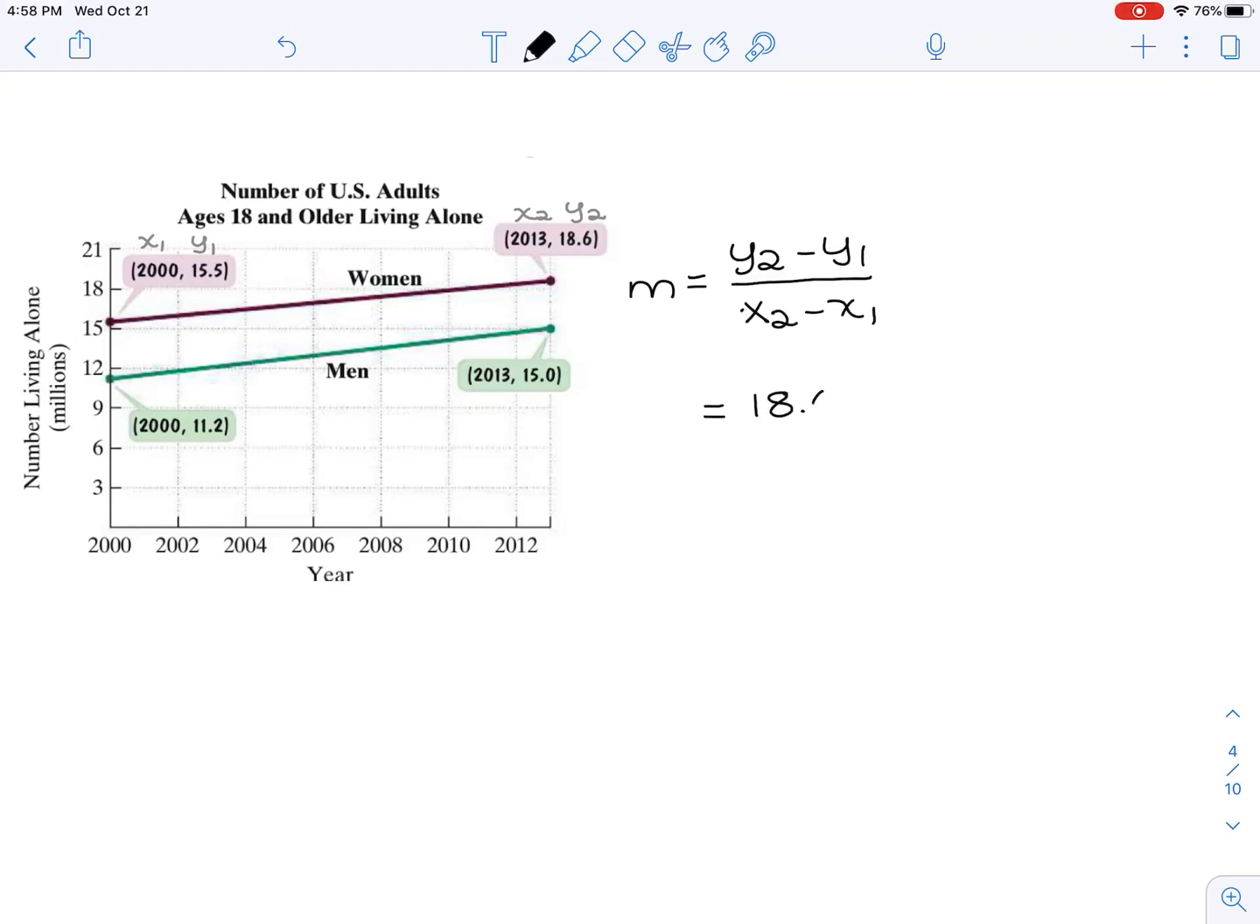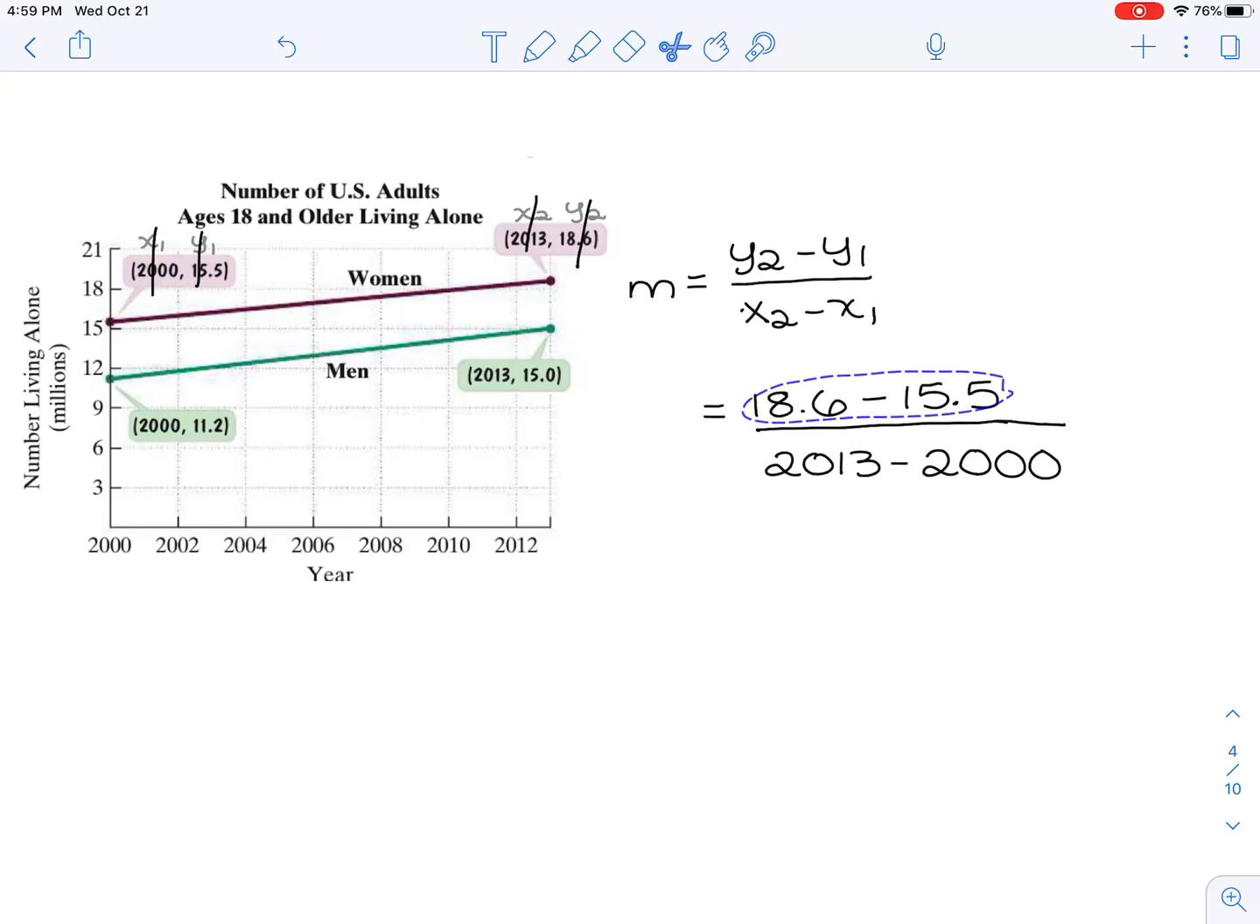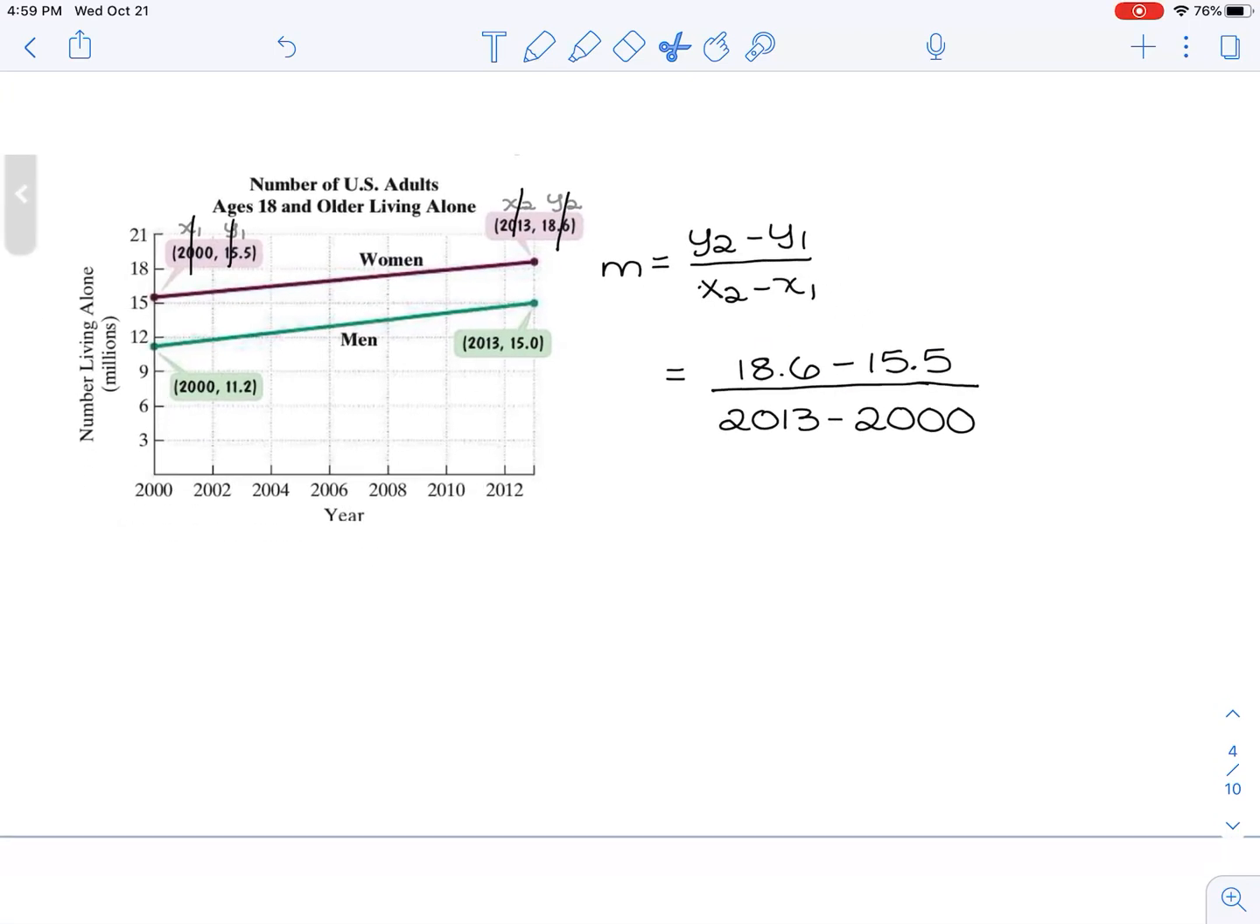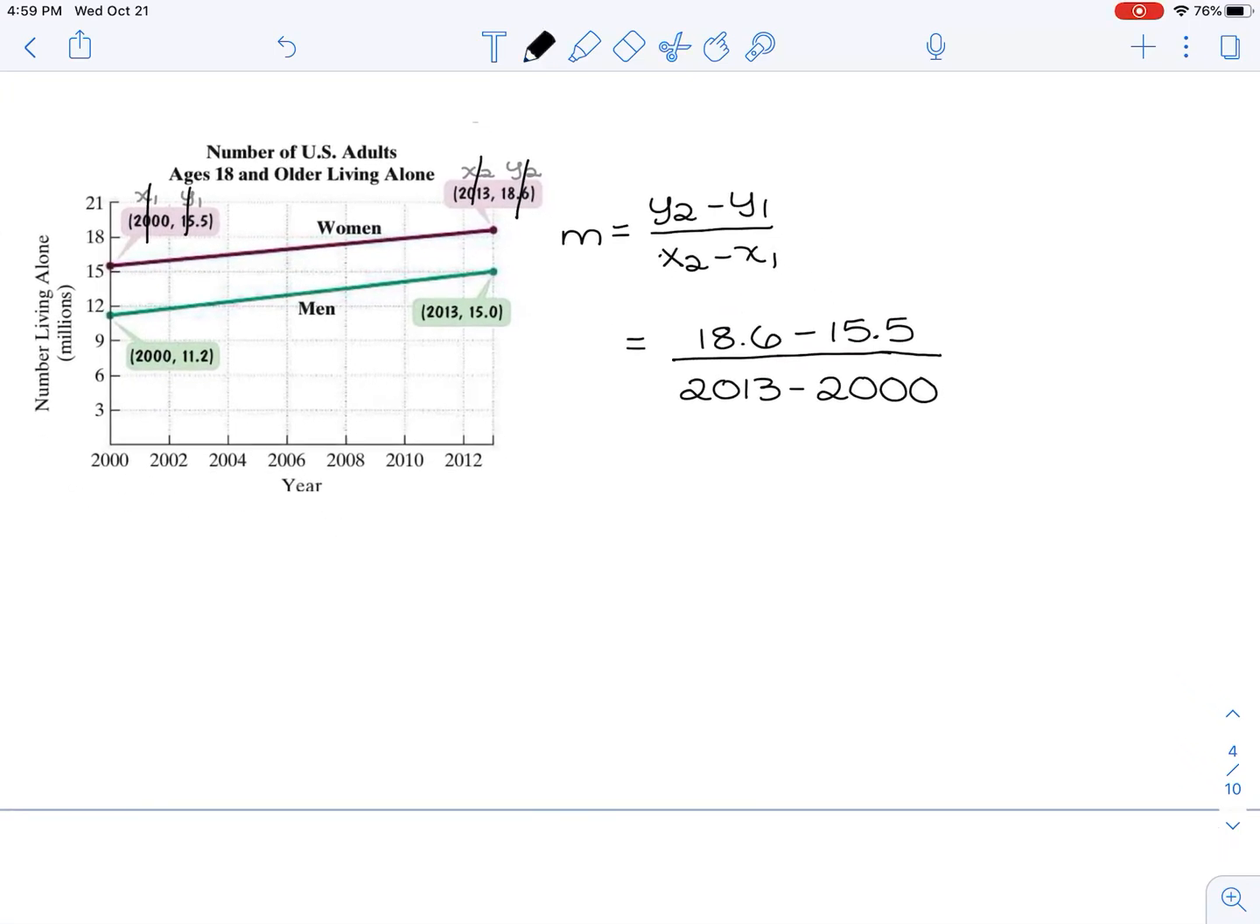My y2 is 18.6 minus my y1, which is 15.5, over my x2, which is 2013, minus x1, which is 2000. Move this over just a little bit so it's more centered. Okay, I'm going to go ahead and do the subtraction in the numerator, and I get 3.1, and then I do the subtraction of the denominator, which is 13.